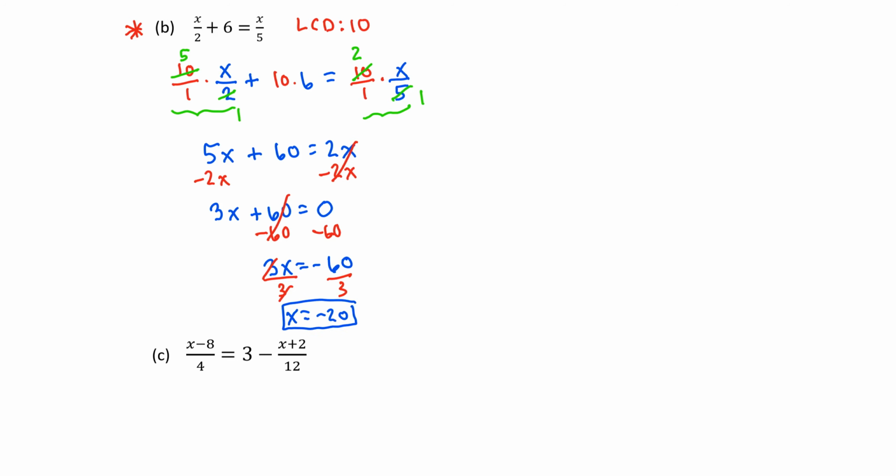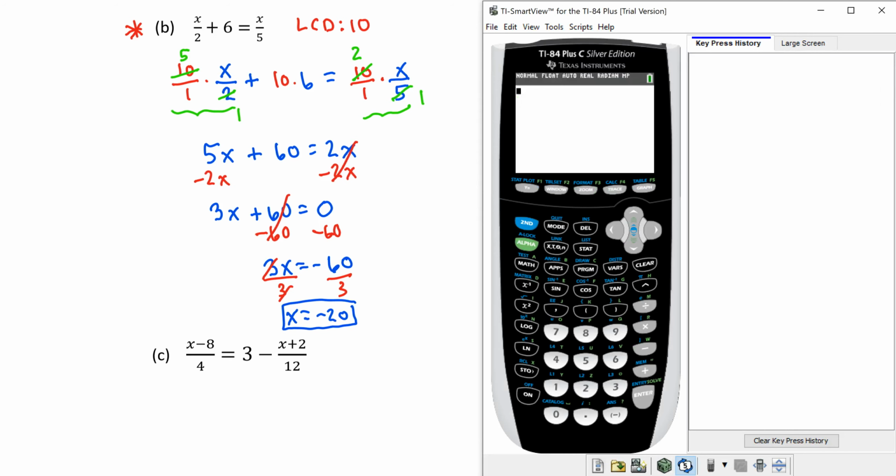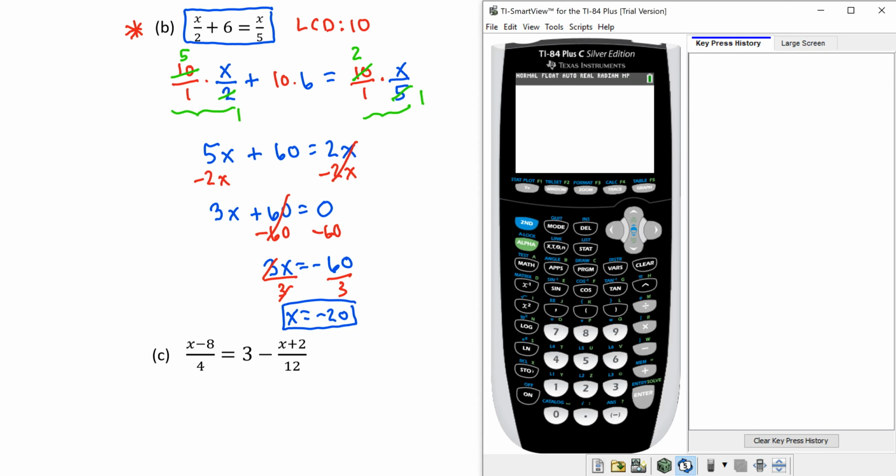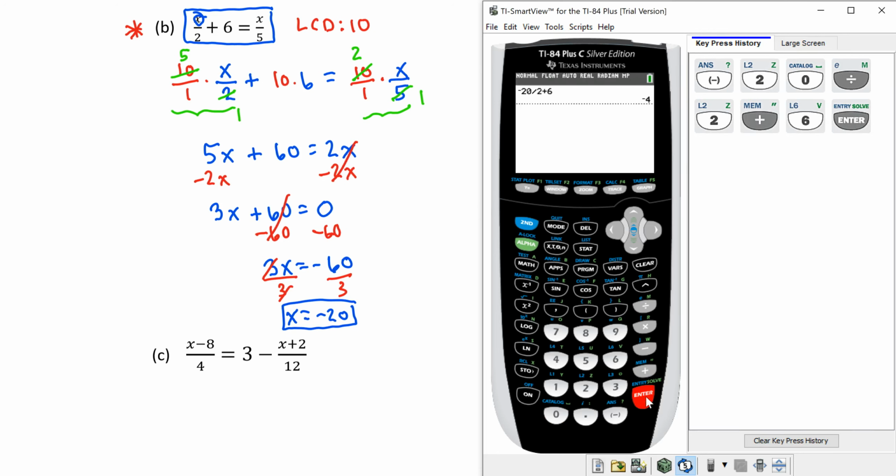Okay, I also wanted to mention that you can check these just as easily with your calculator as jotting it down with pencil and paper. So I'm going to go back to the original equation, and everywhere I see an x, I'm going to replace it with negative 20. So let's see what we end up with on the left side. Plugging negative 20 in for x, we have negative 20 divided by 2 plus 6. So the value on the left side is negative 4, and let's check the right side.